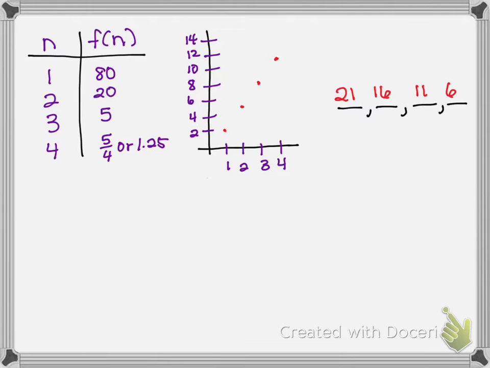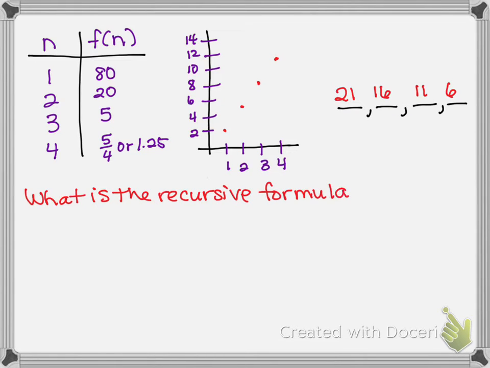So here we have 3 different types of examples. We have a table, we have a graph, and then we just have a sequence laid out. And the question is, what is the recursive formula? So the first thing that we need to do is figure out, or establish, what our pattern is. What's occurring every single time as we go along? Are we multiplying? Are we dividing? Are we adding? Are we subtracting?